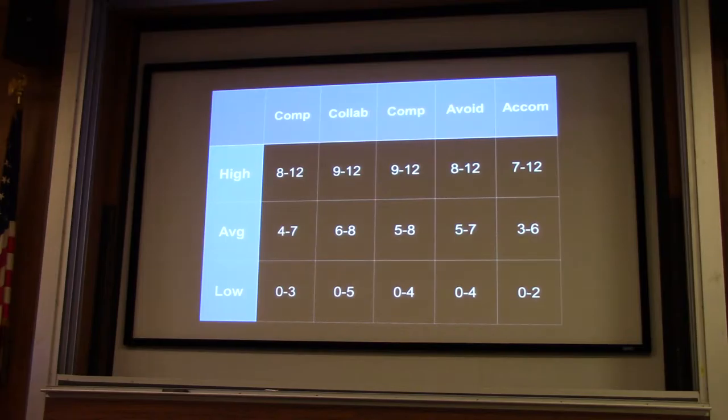While people are doing it, I've heard a couple of people already say something. Does anyone want to share what they got or any surprises? This is the scoring, but it's kind of obvious: the more you got in one, the more likely you're to use that kind of conflict resolution.